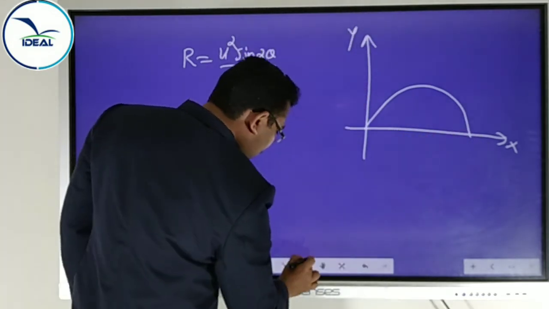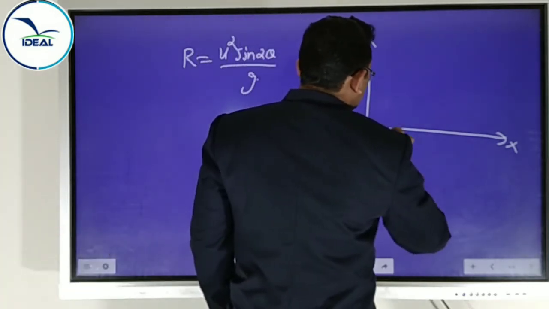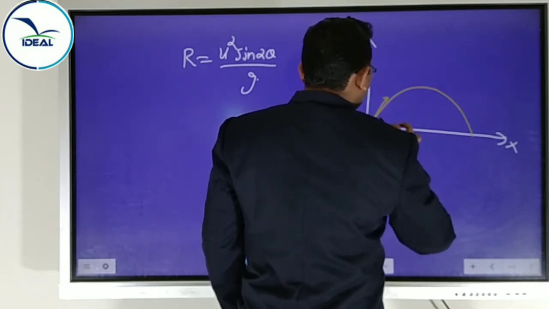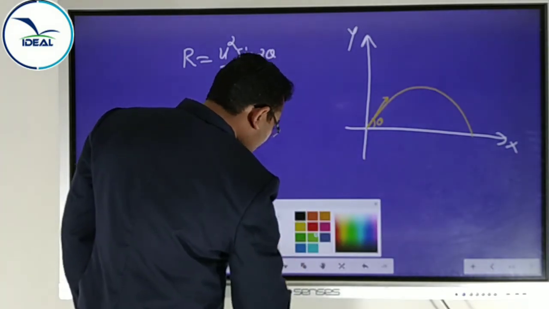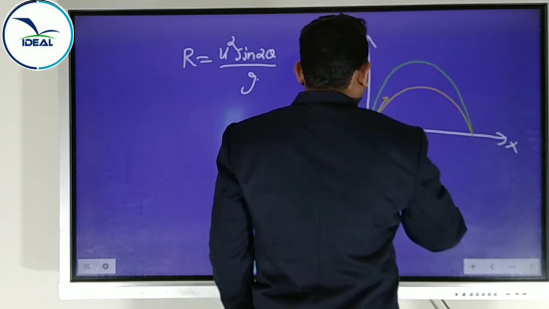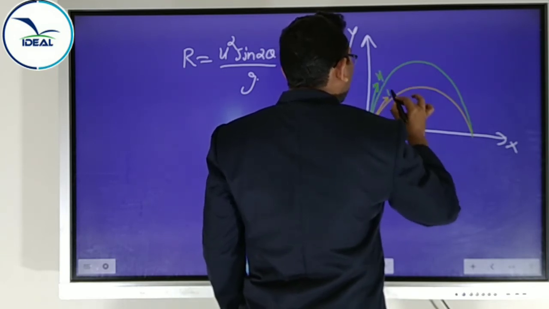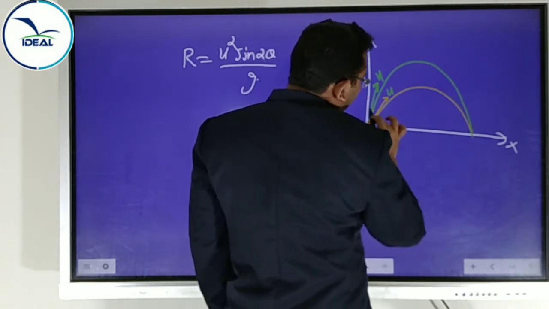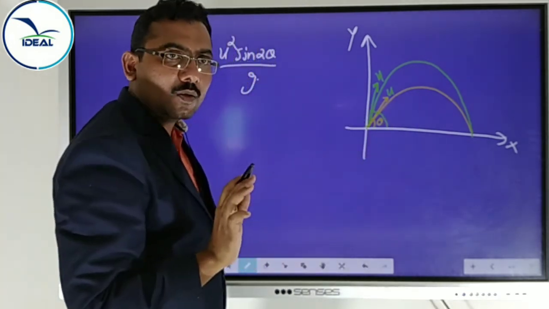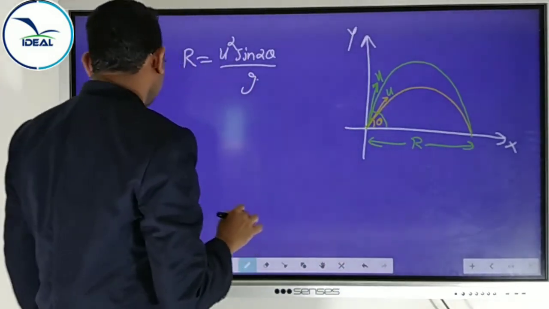One projection is at an angle theta. It is another projection. Both velocities are the same, u. Initial velocity is the same, but the angle is different. This is theta, this is another angle. Which angle? We have to find out. This is the range R. Same range for two angles of projection.